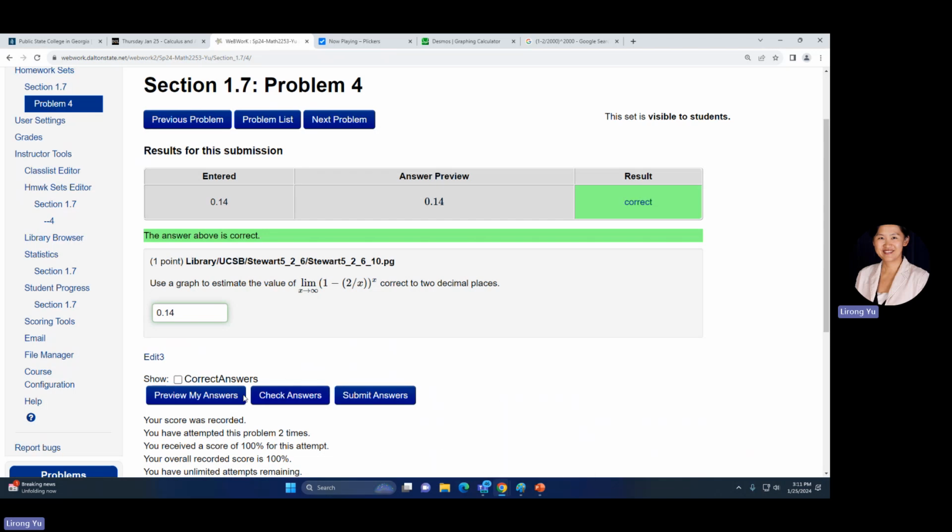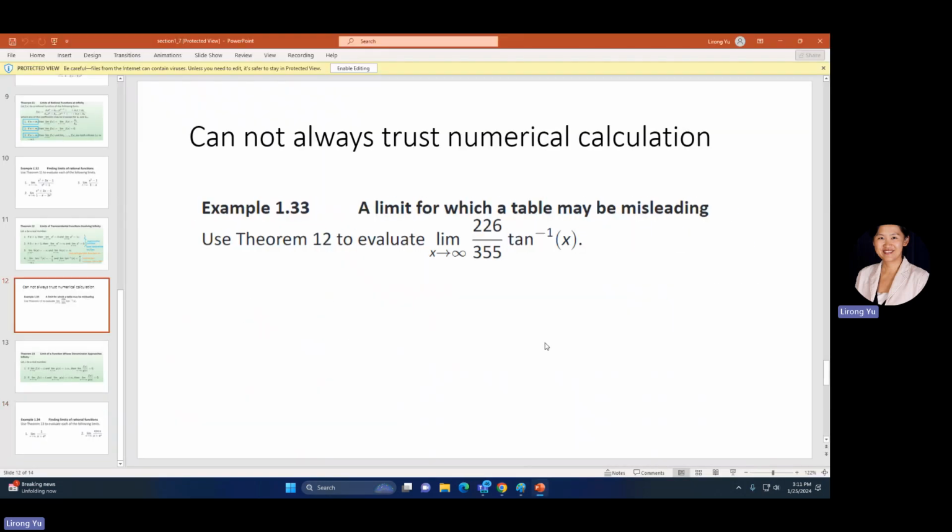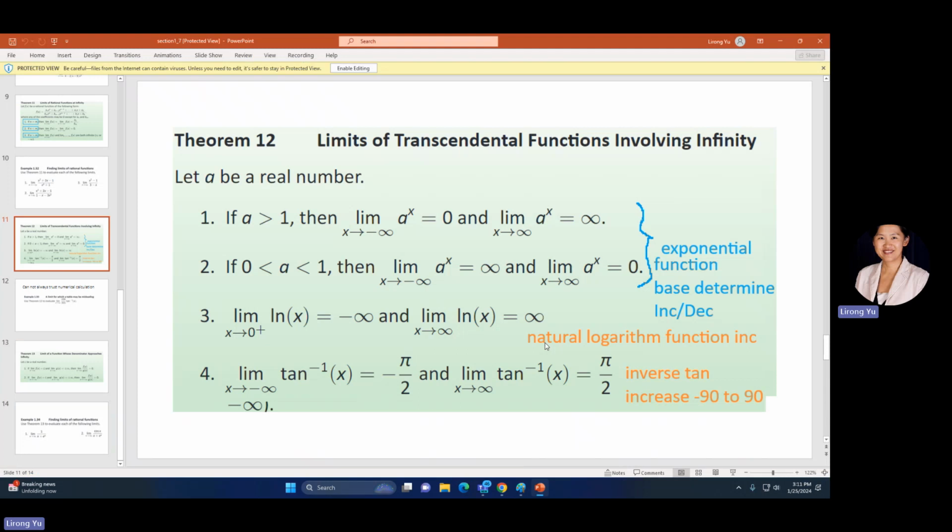This is question number 4. Let's see, number 5. All right, so this is the question. Do you have the same or a different one? Different. Mine has 2 times the exponential function. This goes with our calculation of the exponential function behavior, so we should apply what we mentioned here.